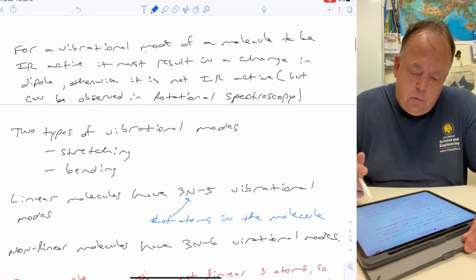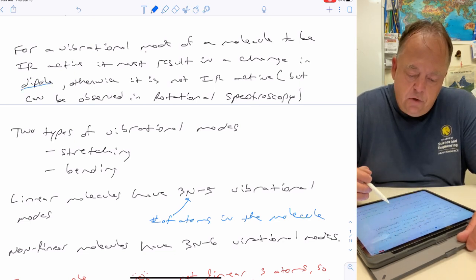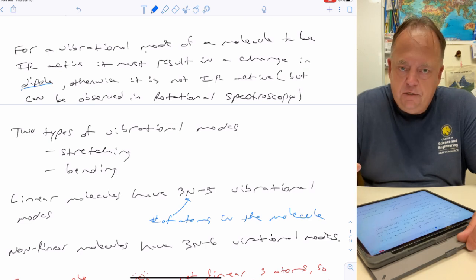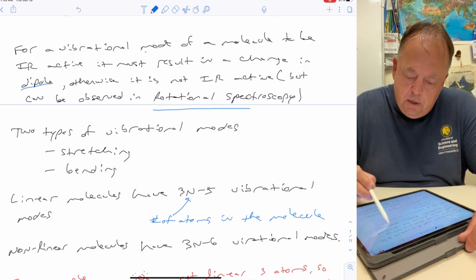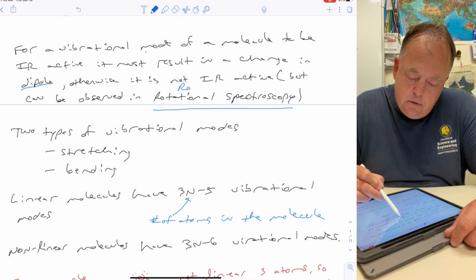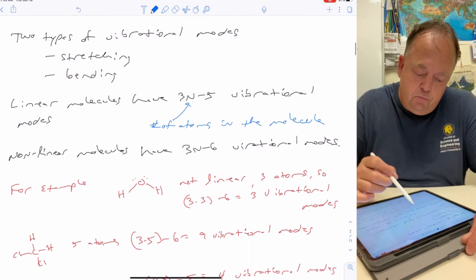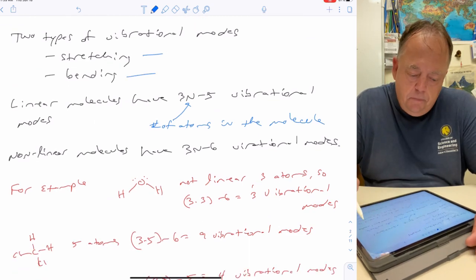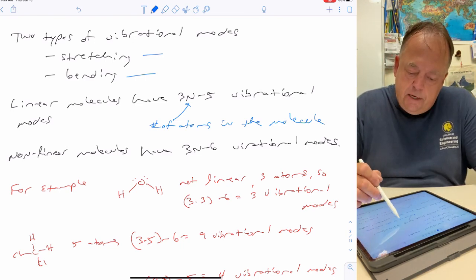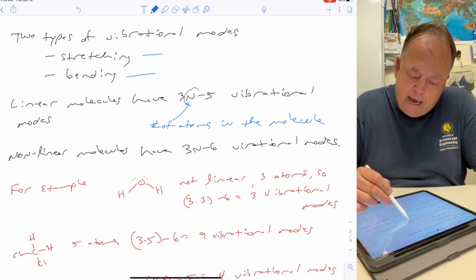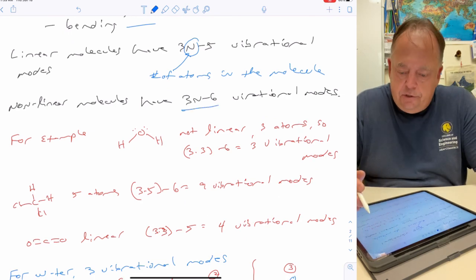Okay, so for a vibrational mode of a molecule to be IR active, it must result in a change in the dipole moment of the molecule. Otherwise, that vibration or bend is not IR active, but you could observe it using spectroscopy known as Raman spectroscopy or rotational spectroscopy. There are two types of vibrational modes. You can stretch bonds and you can bend bonds in a molecule. Linear molecules have 3n minus 5 vibrational modes, where n is the number of atoms in a molecule, and nonlinear molecules have 3n minus 6 vibrational modes.